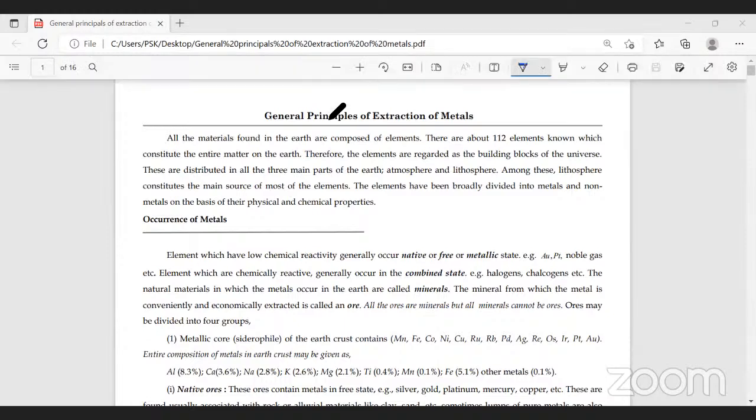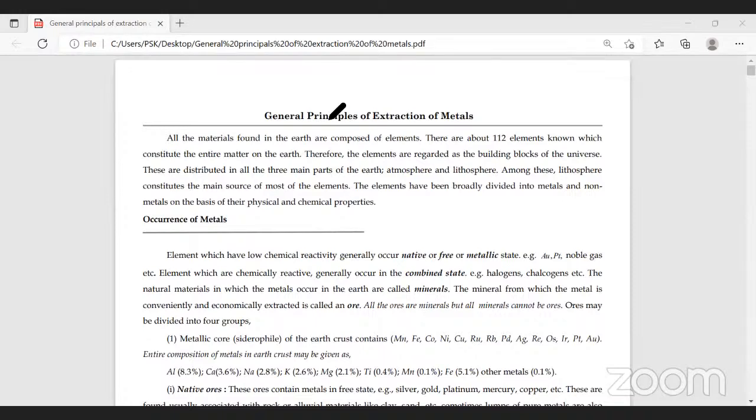The next chapter is general principles of extractions of metals. This general principles of extractions of metals is otherwise called metallurgy. In the previous scheme of the syllabus, we used to call this chapter metallurgy, and in CBSE, it's been termed as general principles of extraction of metals.